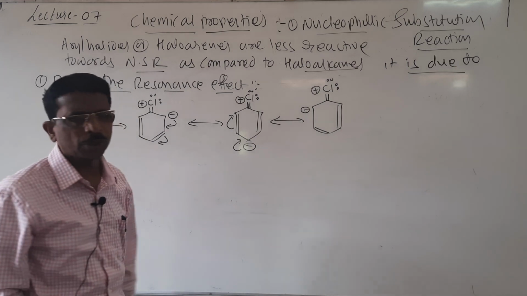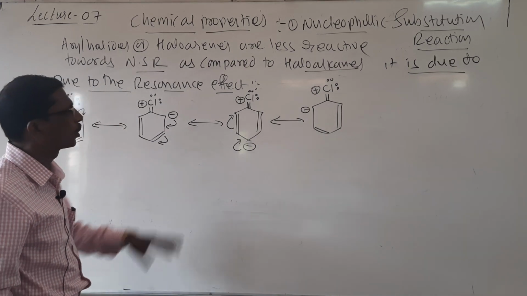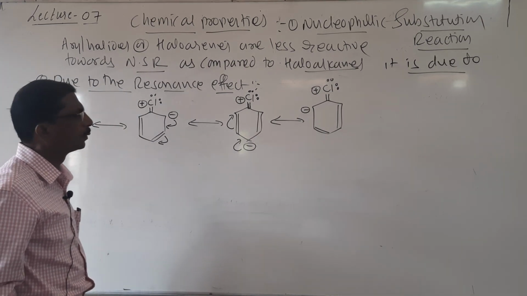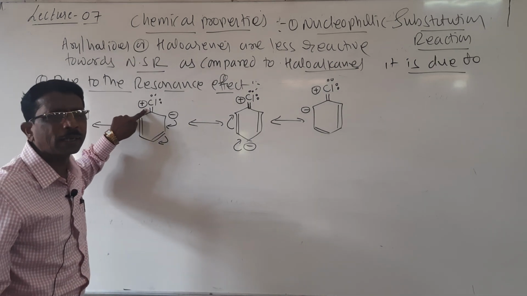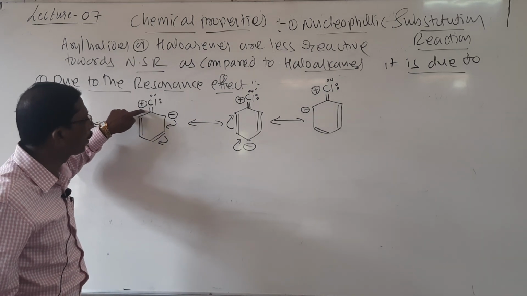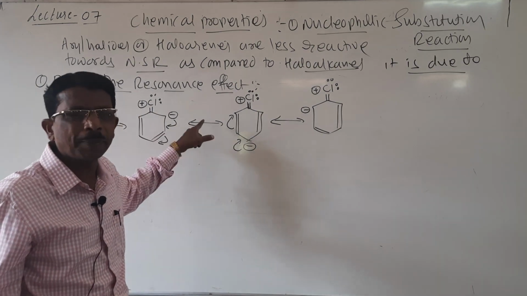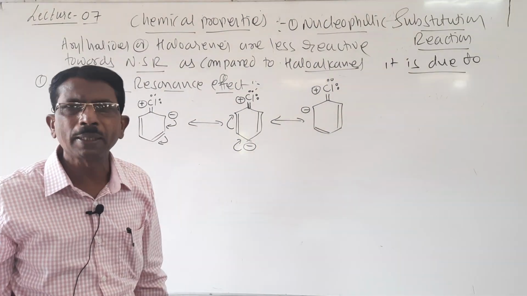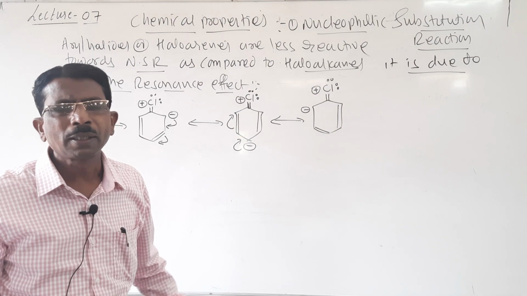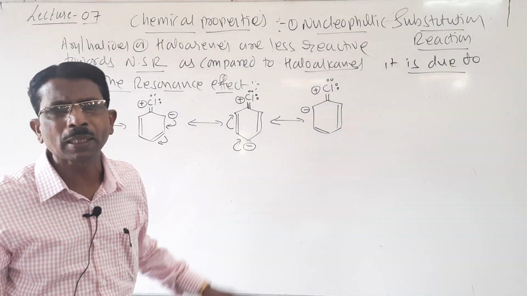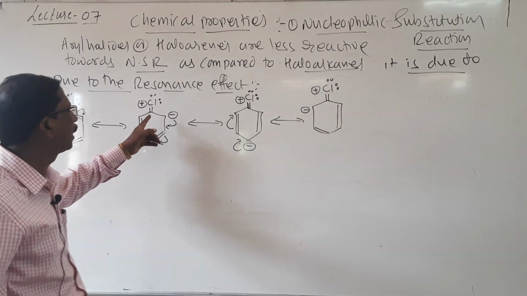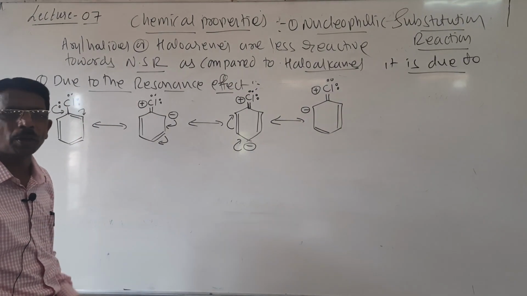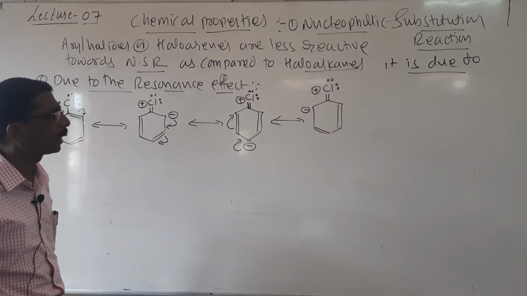It undergoes resonance like this. It is the resonance structure. So due to this resonance, it acquires a partial double bond character, and due to this partial double bond character, this halogen atom is tightly bonded to the benzene ring, and hence the C-X cleavage or C-Cl cleavage is not easily possible, and hence these are less reactive towards nucleophilic substitution reaction.